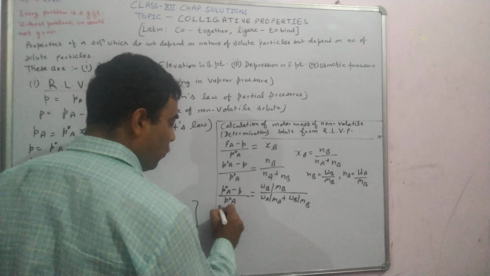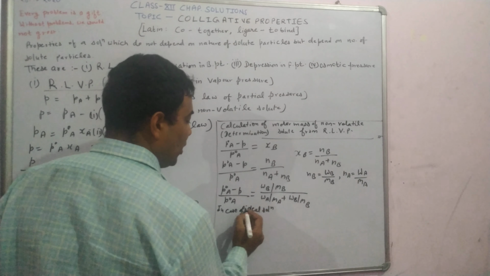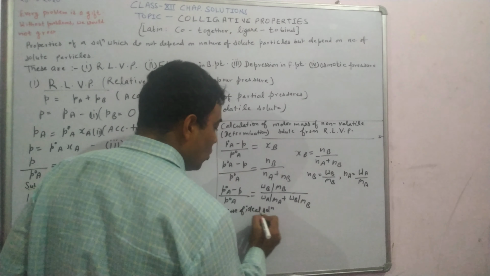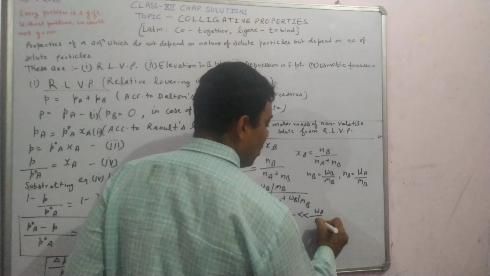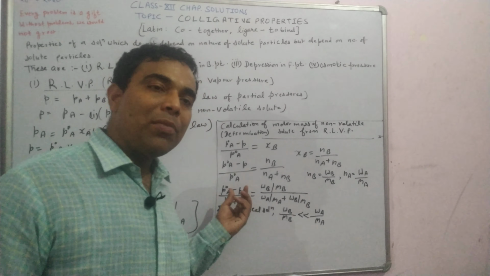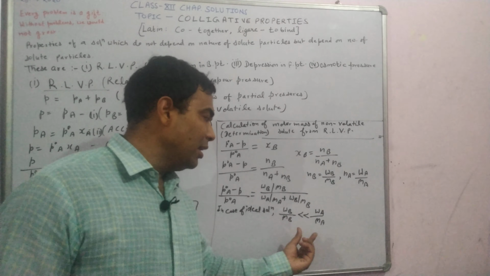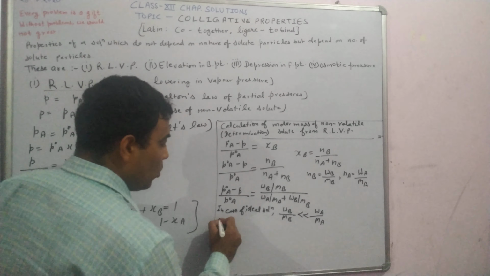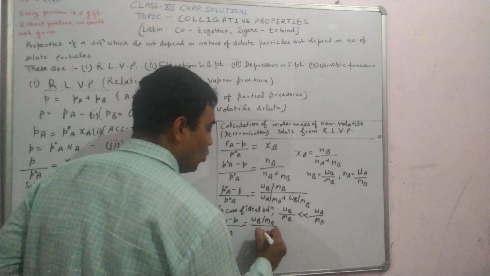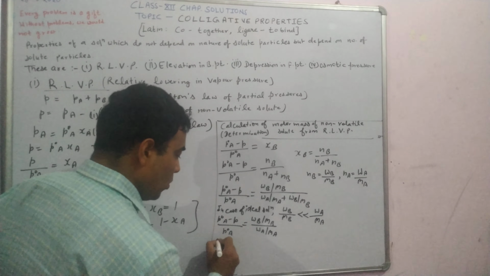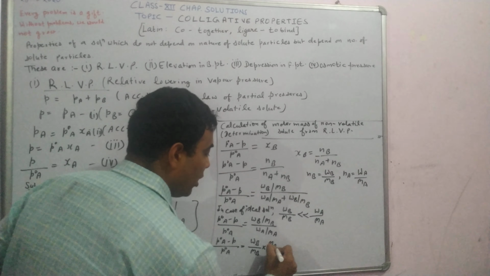Now in case of ideal solutions, which are applicable only to dilute solutions, we can ignore the molar concentration of solute. WB by MB will be very small as compared to WA by MA, because in the case of ideal solutions, where we make dilute solutions, the amount or molar concentration of the solute is very small compared to the molar concentration of the solvent. That is why we will ignore this value in comparison, and we will have P node A minus P divided by P node A is equal to WB by MB divided by WA by MA, and we can write P node A minus P divided by P node A is equal to WB by MB into MA divided by WA.